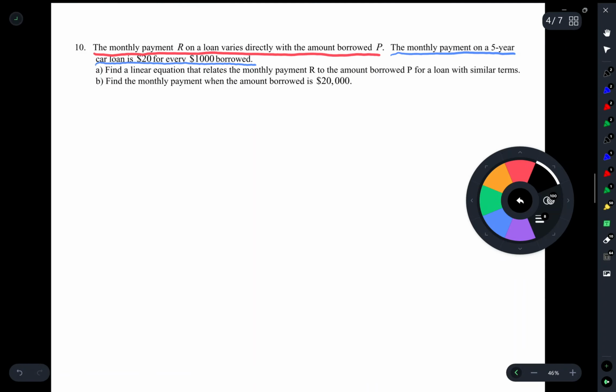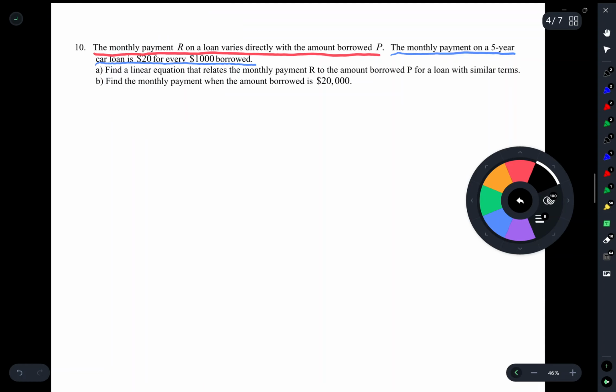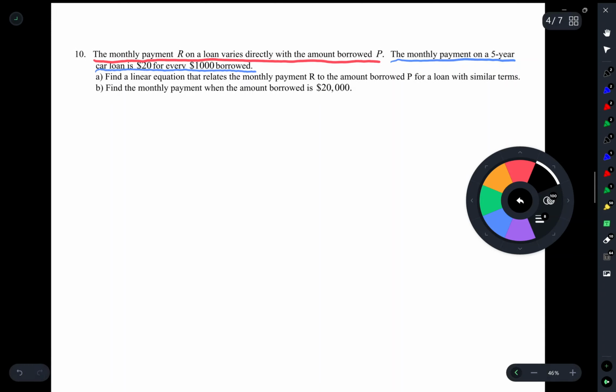Now some of you might be able to look at word problems and take out the essence of it and solve it. For word problems, one thing I always recommend is to actually write down the information. The idea of a word problem is that you get what's in words and you convert it into math language. And sometimes you might have to convert it back, going from math language back to English, which we'll actually see at the end of this problem. So let's go sentence by sentence. We're not going to take everything at the same time. The first sentence: the monthly payment R on a loan varies directly with the amount borrowed, which is P.